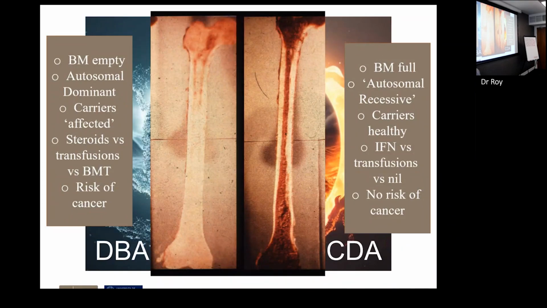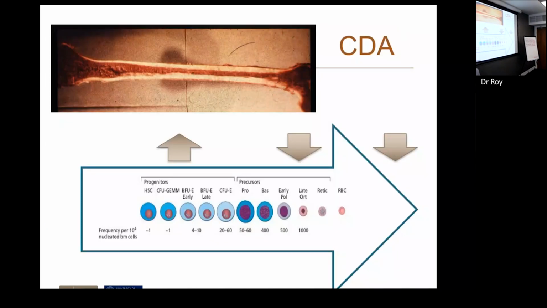You can see that in a normal bone marrow, you only have a little bit of marrow that's working as an adult. And in DBA, you still have a little bit of bone marrow that's working as an adult, but there's no erythroid, there's no red blood cells developing at all. Whereas in CDA, the bone marrow is really, really full, and it's full of developing red blood cells. Unfortunately, they don't make it out of the bone marrow as mature red cells, but that's one of the main differences.